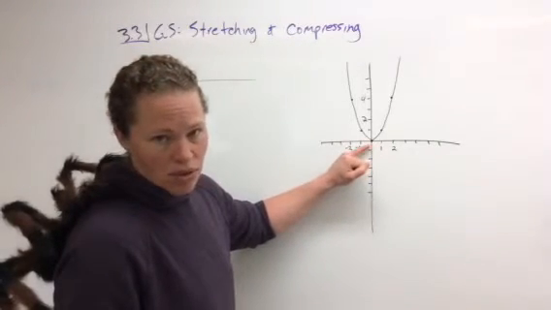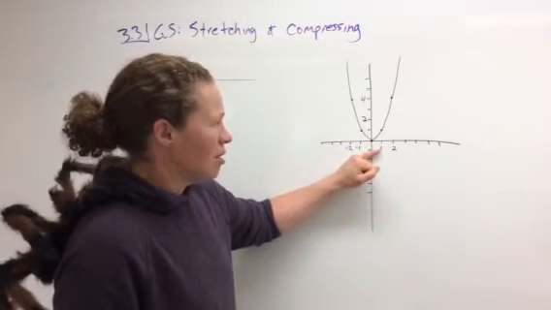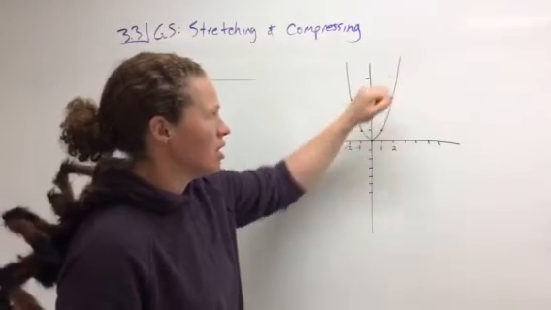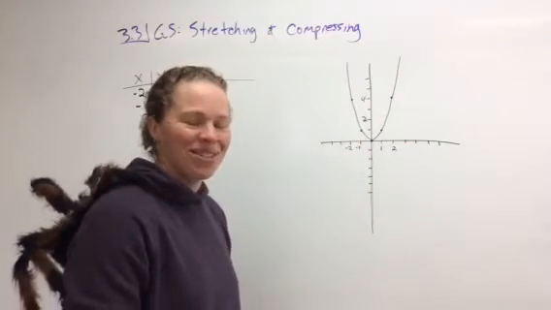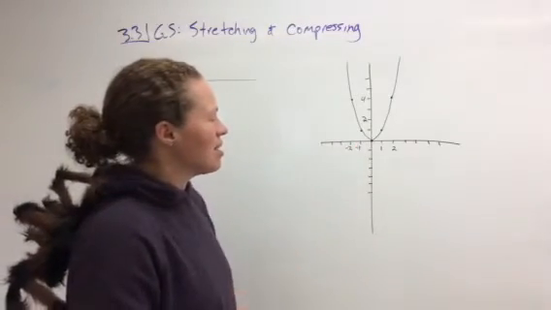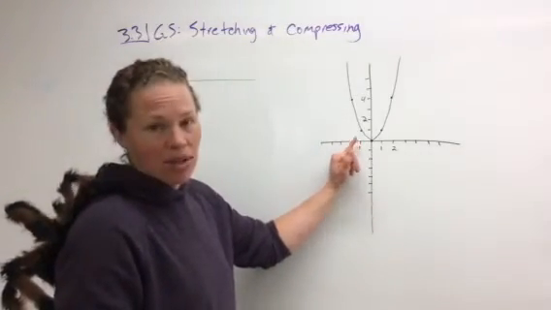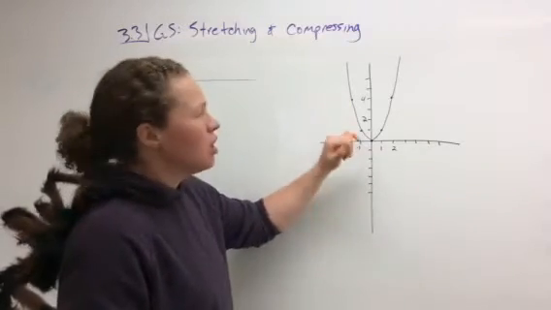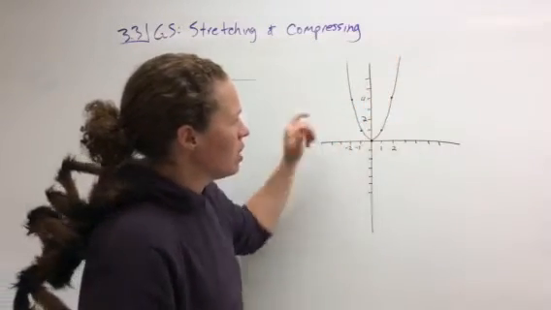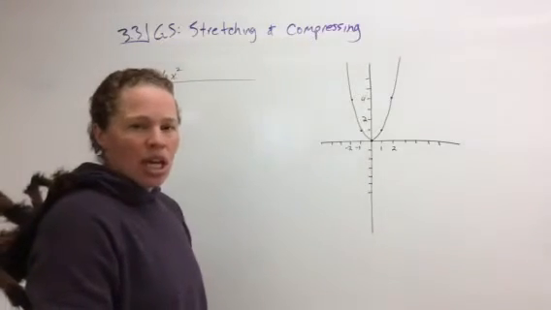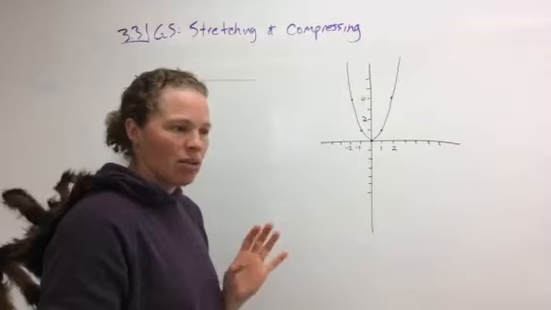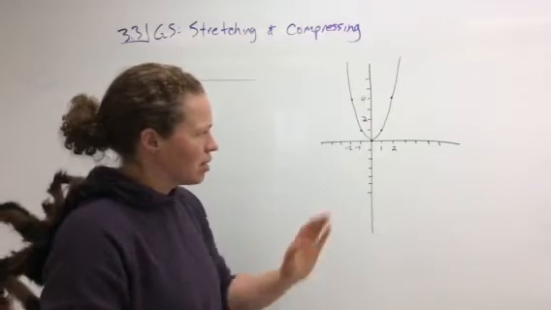Now, 0 times 0 is just 0. 1 times 1 is just 1. 2 times 2 is 4. 3 times 3 is 9. And when you get to this side, -1 times -1 is +1. -2 times -2 is +4. So you end up with this perfect parabola, and it's always going to be the same. In a normal y equals x squared graph, you're going to see this exact pattern.